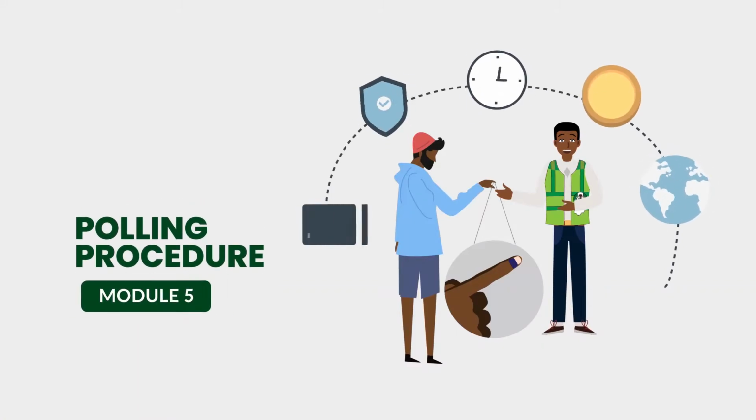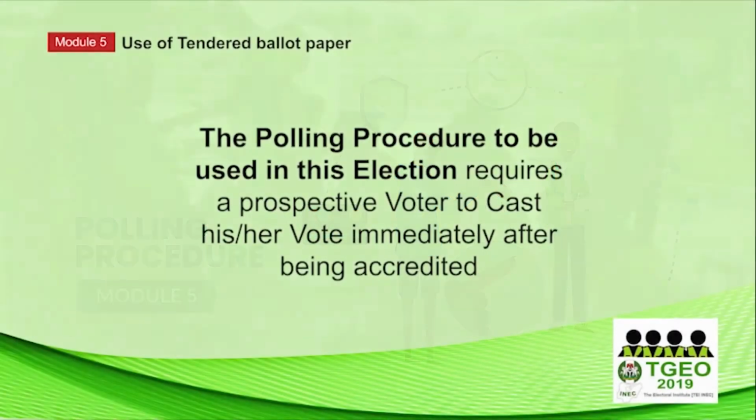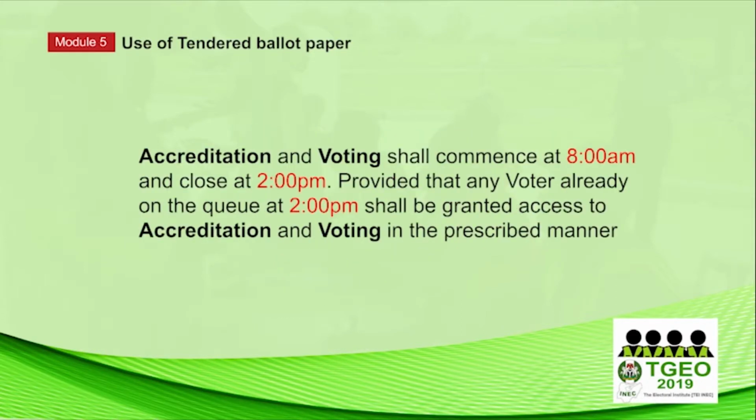Module 5. Polling Procedure. The polling procedure to be used in this election requires a prospective voter to cast his or her vote immediately after being accredited. Accreditation and voting shall commence at 8 a.m. and close at 2 p.m., provided that any voter already on the queue at 2 p.m. shall be granted access to accreditation and voting in the prescribed manner.